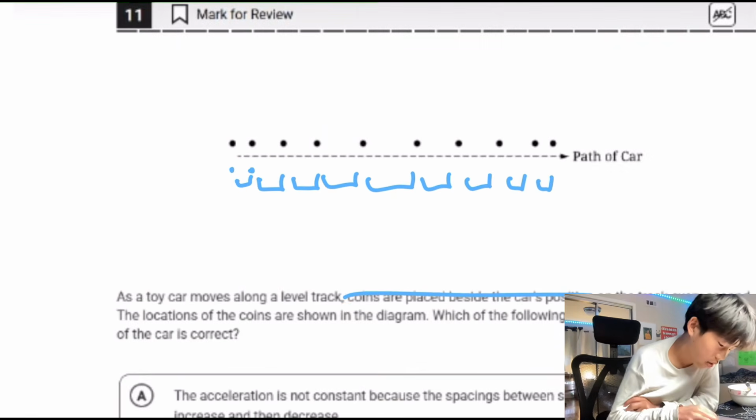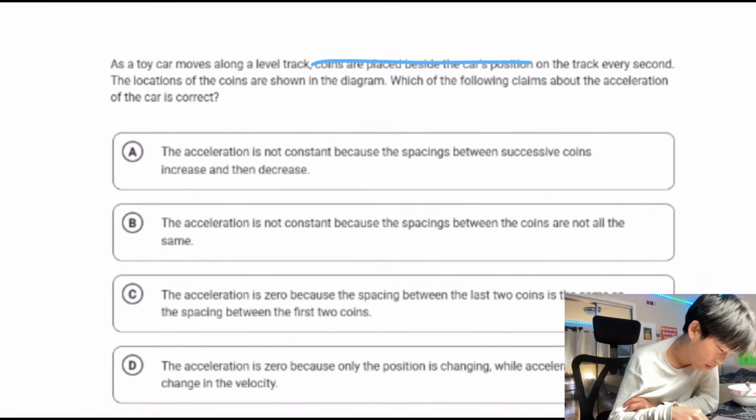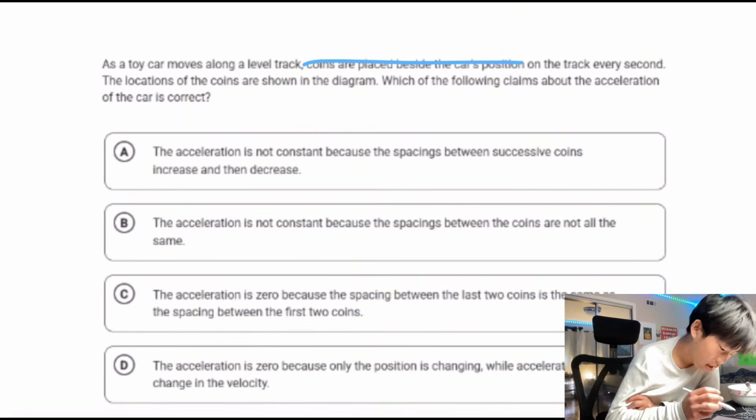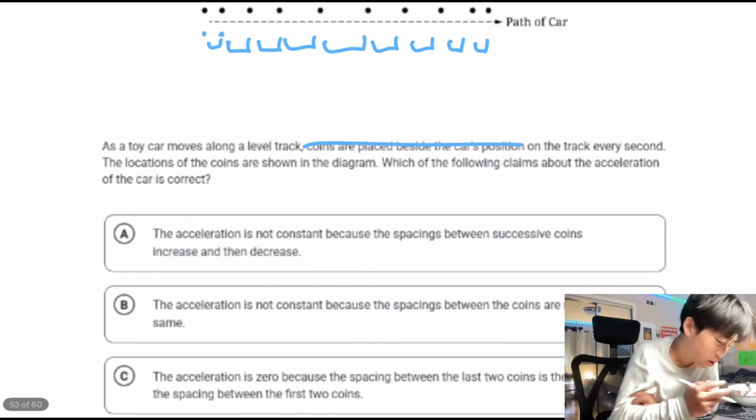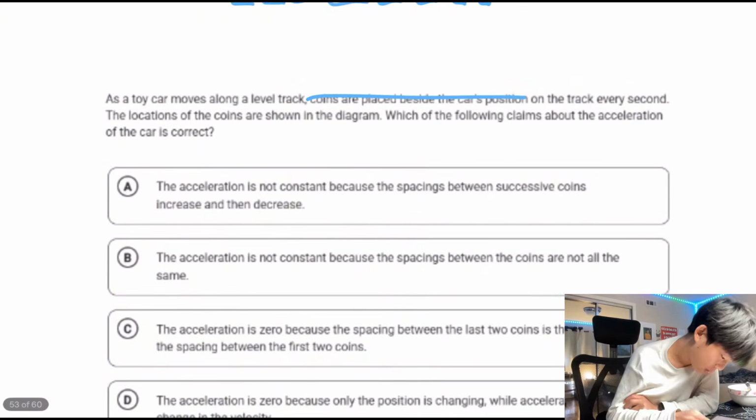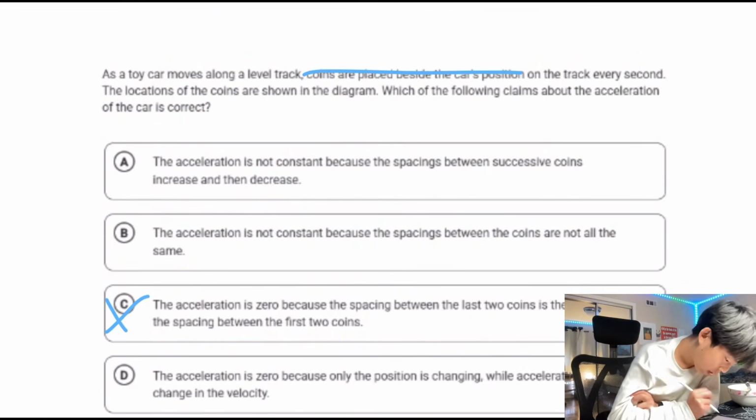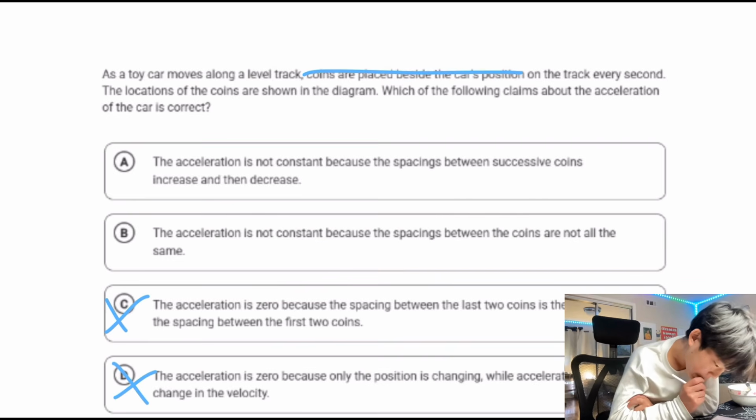Okay. As you can see, the middle is huge. So we know it is not constant, because if the acceleration was constant, each one of these blocks would be the same. So immediately eliminate this one. Eliminate this one. So it's either A or B. Acceleration is not constant because the spacings between the two coins are not all the same. This is what I put.